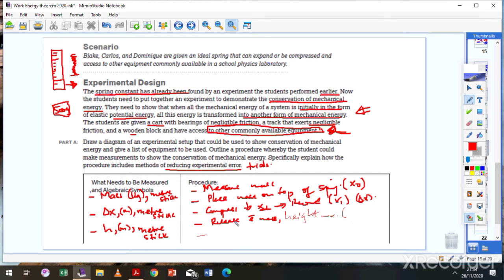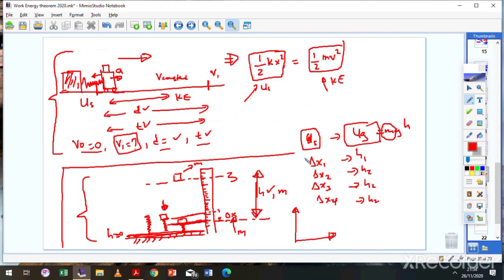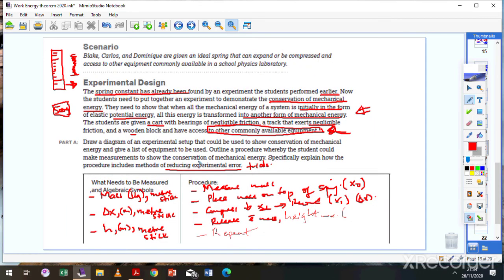Since you want to reduce experimental error, to create data points for the graph, you can repeat this, because I said earlier that you're going to be plotting elastic potential energy, which is coming from compression, versus maximum height reached, which gives the gravitational potential energy. So you're going to repeat this for different compressions, delta x, and record the height h at each compression.